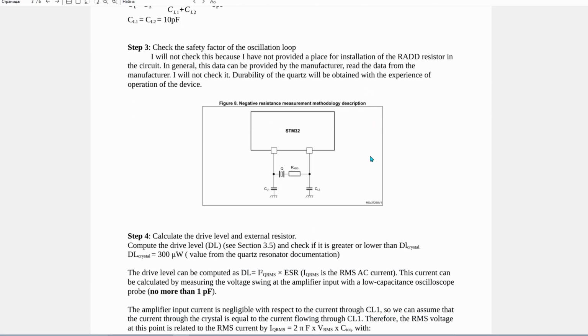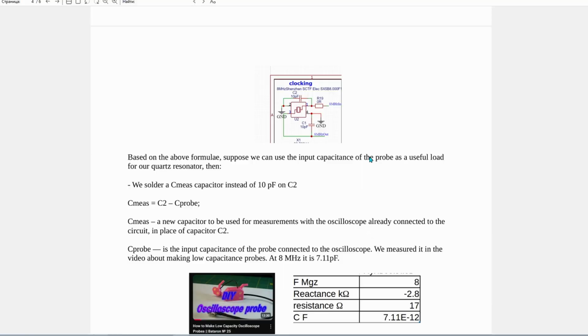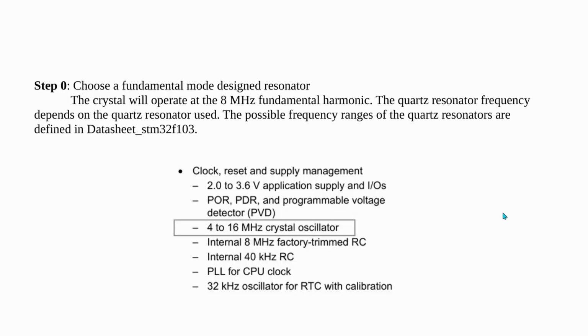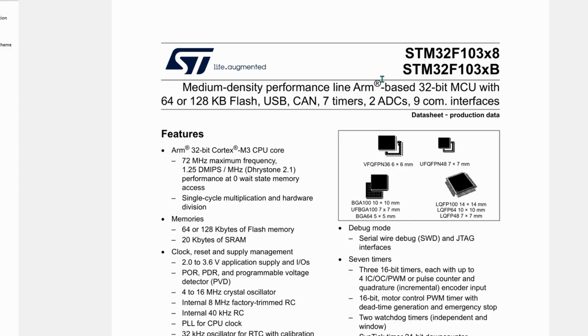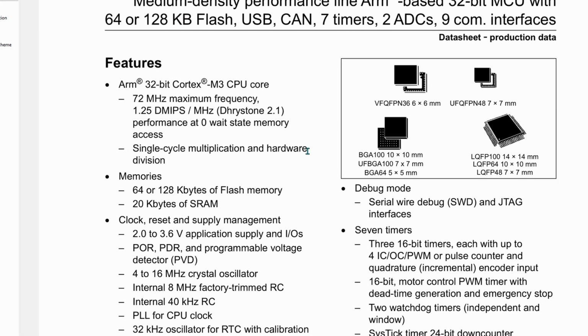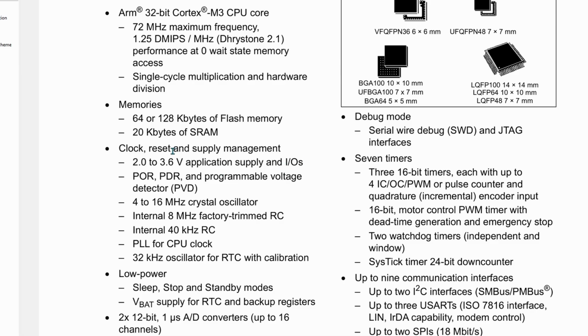AN2867 section 4.2. At step 0, it is suggested to select a fundamental mode designed resonator. In the datasheet for our STM32F103, there is a range of frequencies at which the quartz resonator can work. I chose a quartz at 8 MHz.